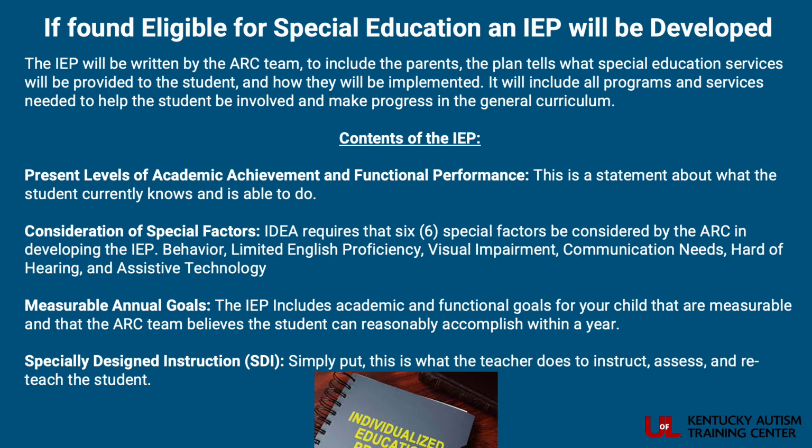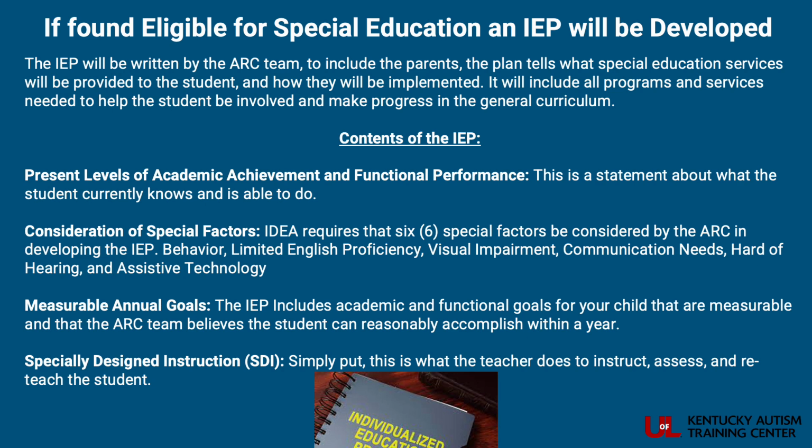Next in the IEP is the consideration of special factors. IDEA requires that the ARC considers 6 special factors in developing the IEP. So again, we just need to look at these 6 areas a little bit closer and make sure that we are considering them in the development of the IEP. So the areas are behavior, limited English proficiency, visual impairment, communication needs, hard of hearing, and assistive technology. If these areas were addressed within the present levels, they would have to be addressed here also.